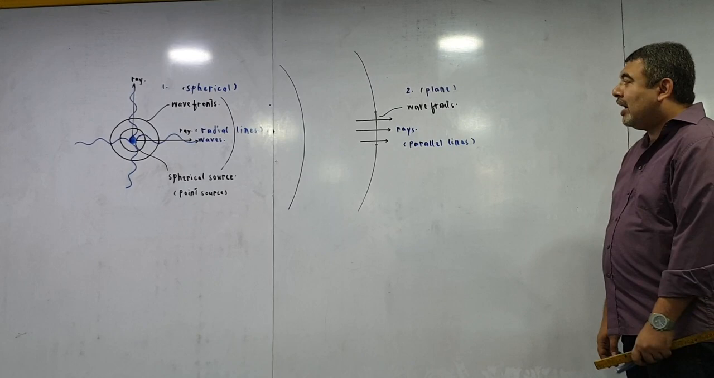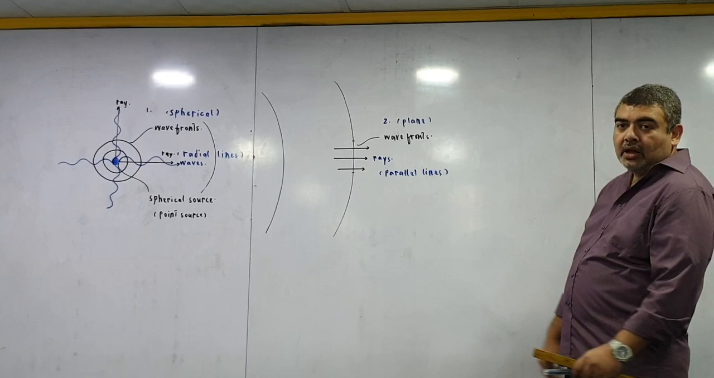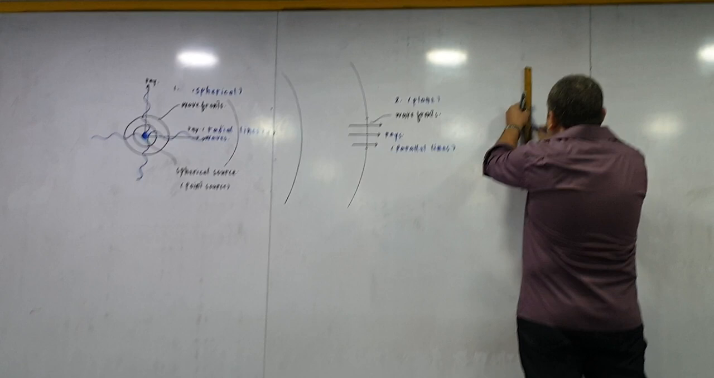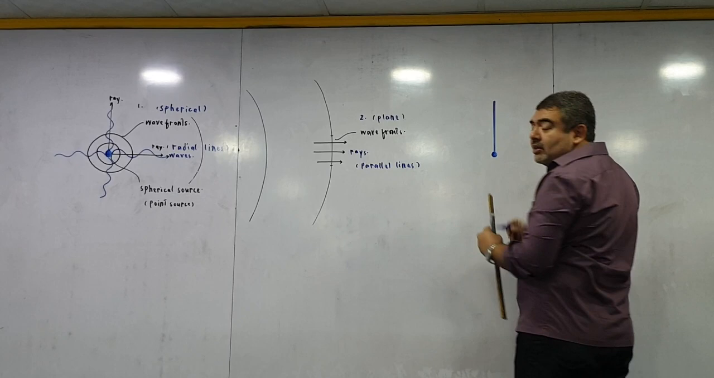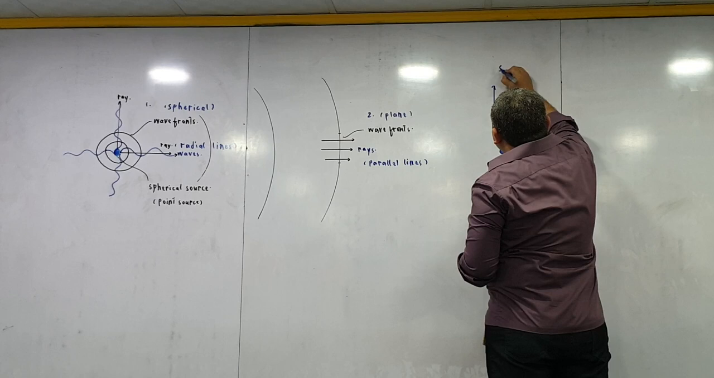Practically, if you want to produce these waves in water, what will we do? In our books, it's written that we have a dipper and it's spherical. Yani ek spherical dipper hai, it's connected with the motor. This dipper moves up and down. Ye kaun sa dipper hai? This is a spherical dipper.